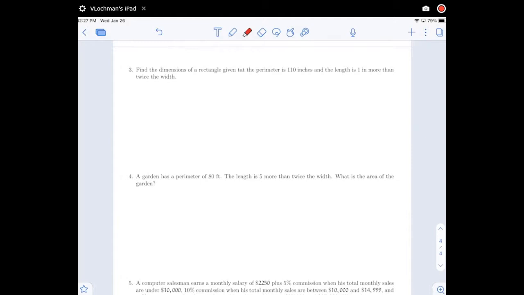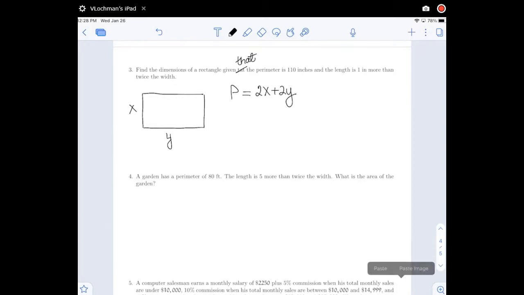The first one says find the dimensions of a rectangle, given that the perimeter is 110 inches, and the length is one more than twice the width. Okay, so I have a rectangle here. The perimeter, we know it's the sum of all the lengths, right? So let's say if this is y and this is x, then it's 2x plus 2y. Okay, that's my perimeter.